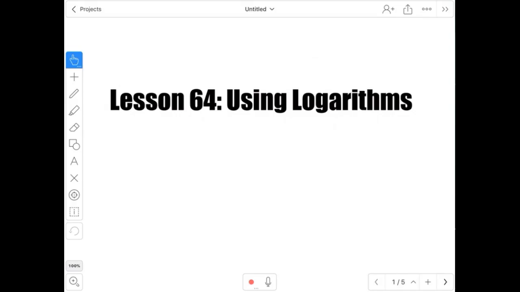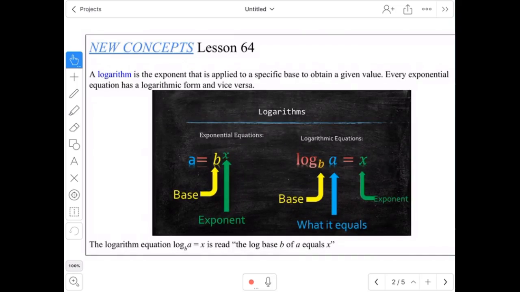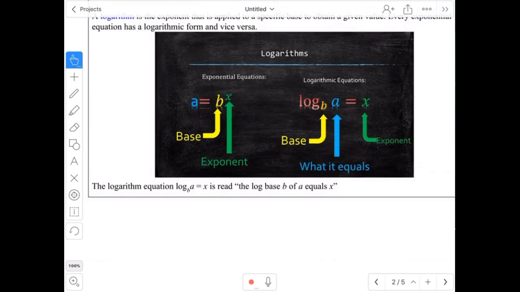All right, using logarithms. Let's jump right into this. A logarithm is the exponent that is applied to a specific base to obtain a given value. Every exponential equation has a logarithmic form and vice versa. So we're going to take a little bit of time to break down this picture. I want you to notice what is the same on both of them.